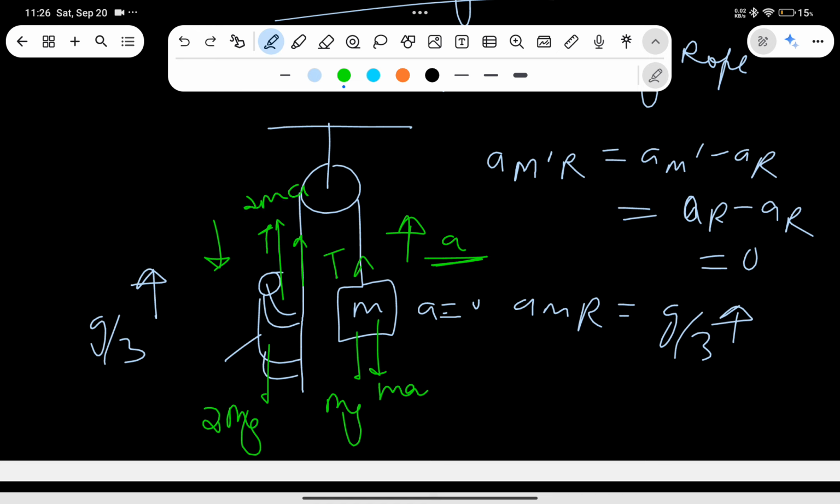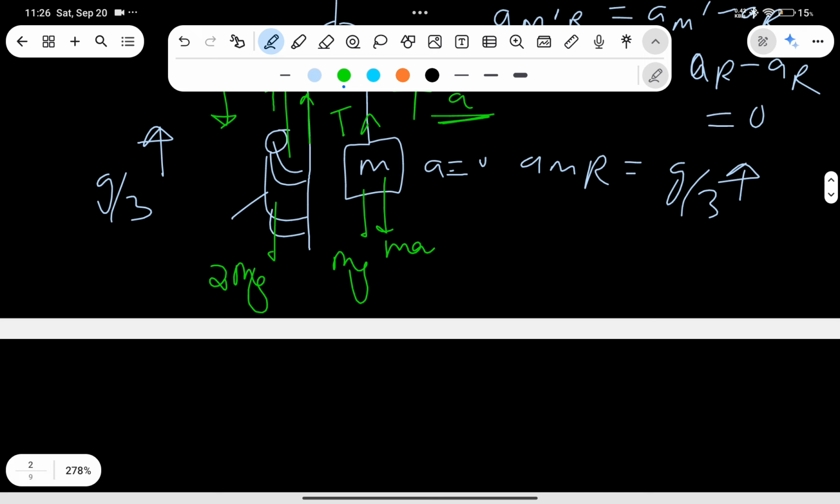Sorry, 2m into a, which is the acceleration of the rope only. Why have I taken only the acceleration of the rope, not a dash? Because a dash was the resultant acceleration, or we can say relative acceleration, and we have to consider only the acceleration due to the non-inertial frame, which is the rope, right? So 2mg.